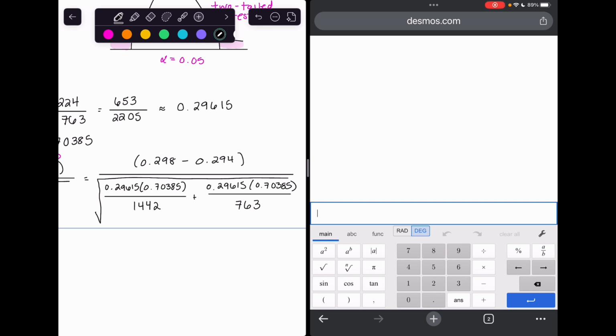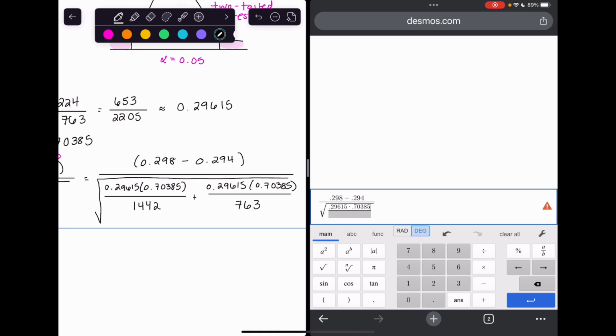So I'm going to start by putting my fraction. In the top, I've got 0.298 minus 0.294. In the denominator, I have a square root. My first thing is a fraction, so I'm going to go ahead and put that. We've got 0.29615 times 0.70385 in the top. In the bottom, 1,442.